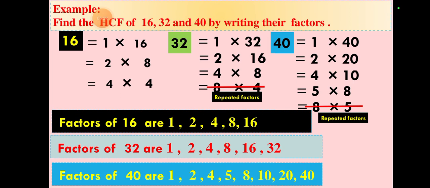So let's now find all of their factors. So let's know what are their factors. Factors of 16 are 1, 2, 4, 8 and 16. Factors of 32 are 1, 2, 4, 8, 16 and 32, and factors of 40 are 1, 2, 4, 5, 8, 10, 20 and 40. See again.